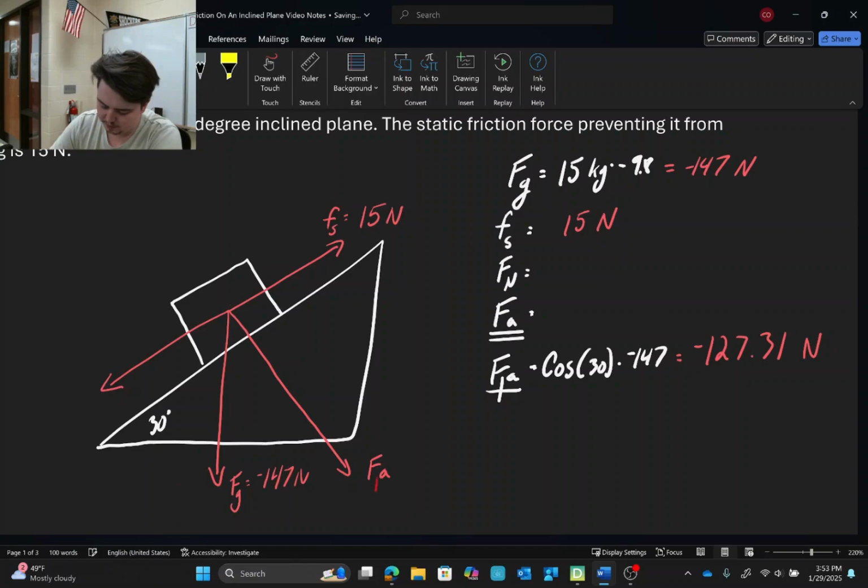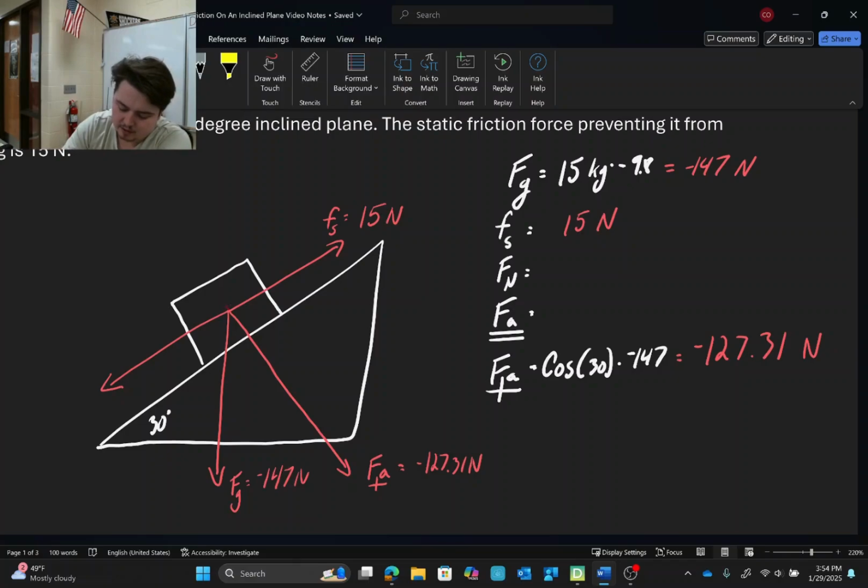So we're going to do force applied perpendicular, and that is equal to negative 127.31 newtons. So the thing about normal force, which we did earlier with our free body diagrams, is that the normal force is going to be equal to and opposite of the force that normally for us would be going down, the force of gravity, because we are on a flat surface, but it is the force going perpendicular to the plane you are on. So negative 127.31 newtons is our force going into the body.